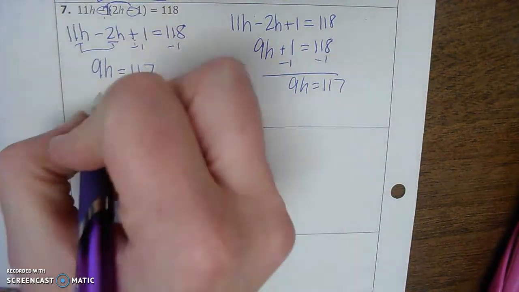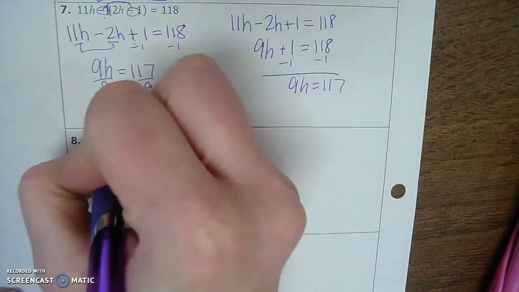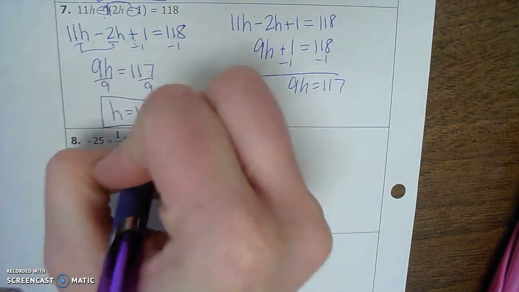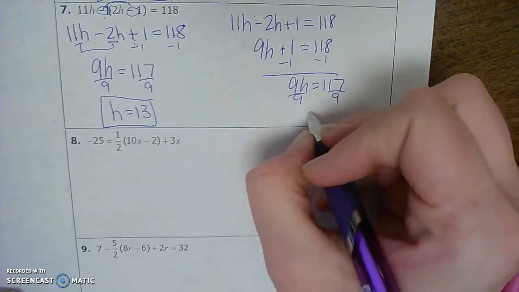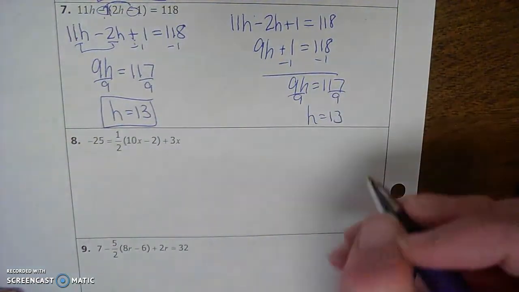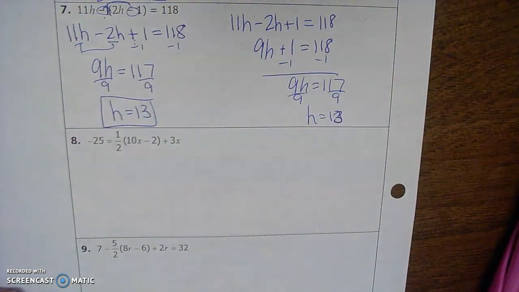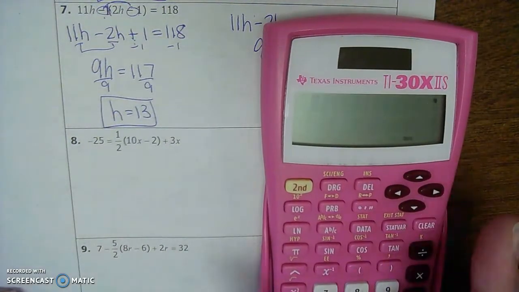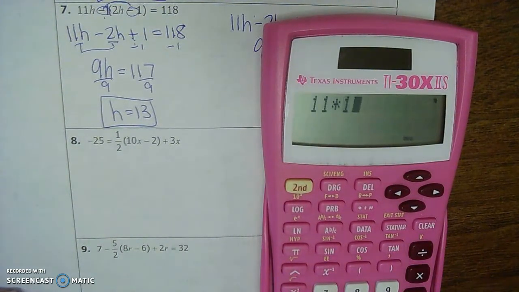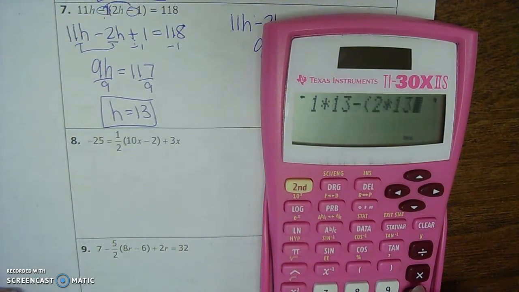Then we need to divide both sides by 9, no matter which way you do that, and get H equals 13 for our final answer. So when you plug that in, 11 times 13 minus parenthesis, 2 times 13 minus 1, and we do get 118.